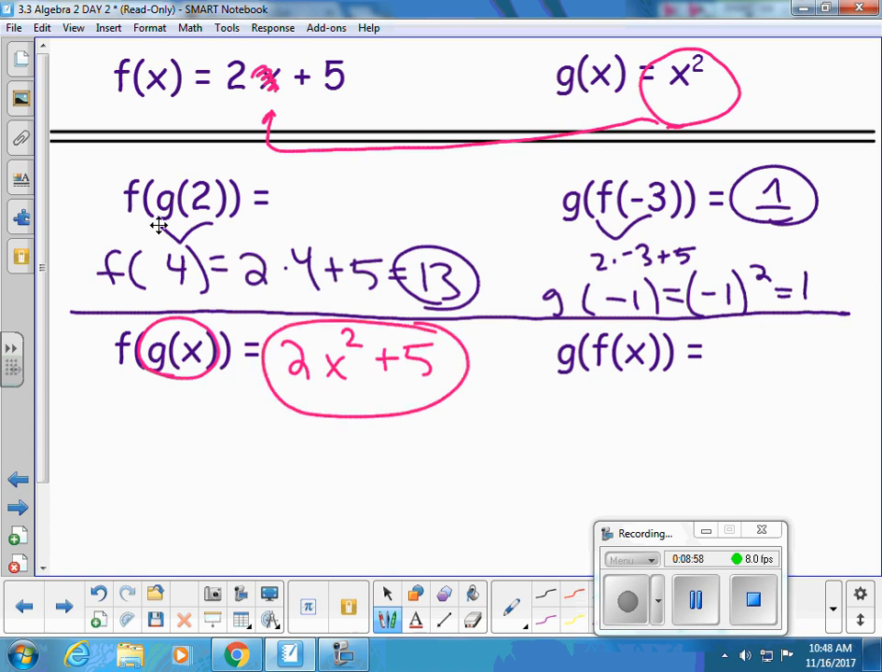Easy peasy. What would the domain be? What are you allowed to square? Anything. We just talked about that a second ago. Negative infinity to infinity would be your domain, because you could put anything in for x that you wanted.